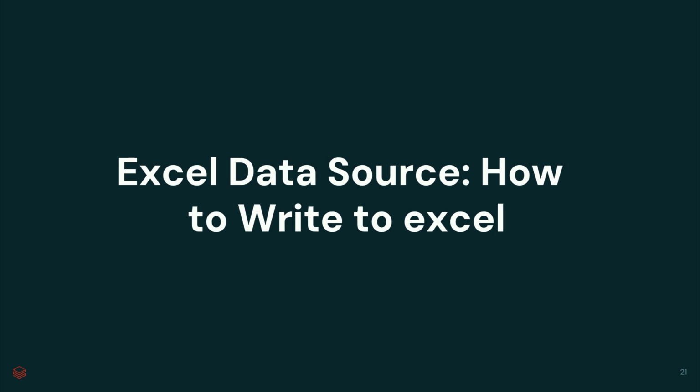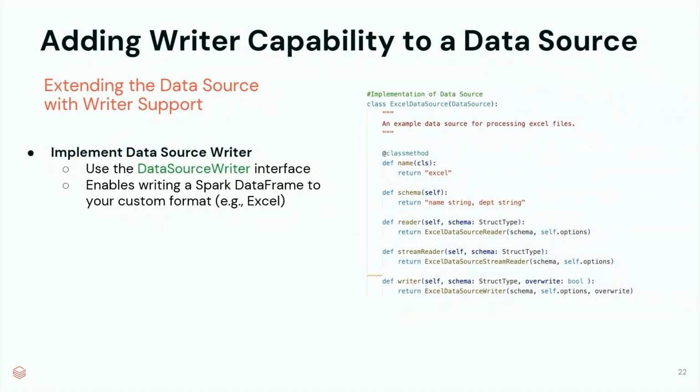So let's move on to how you can write your data to the Excel files. For the writer as well, we start with the same data source. You see on the screen the class has the same name, schema, reader, and stream reader methods. For the writer, we add an additional method, writer. And that writer method returns the object of your data source writer class.